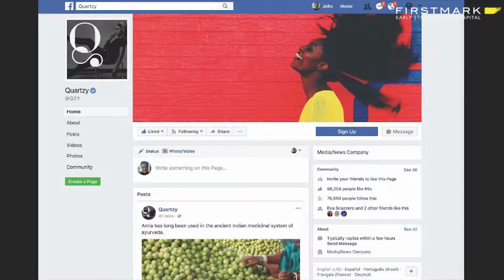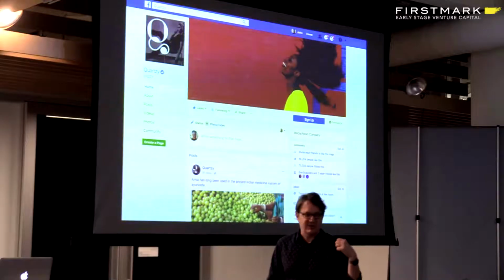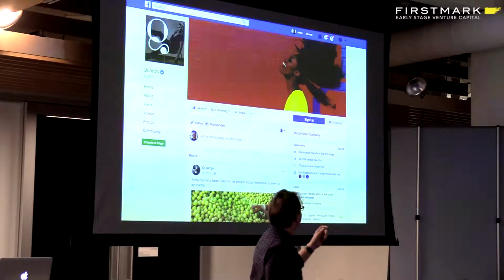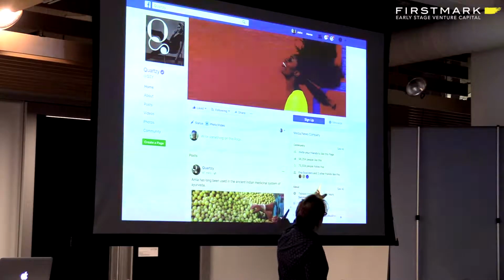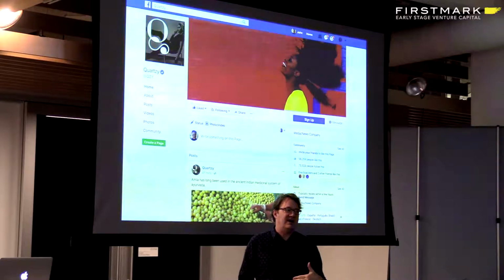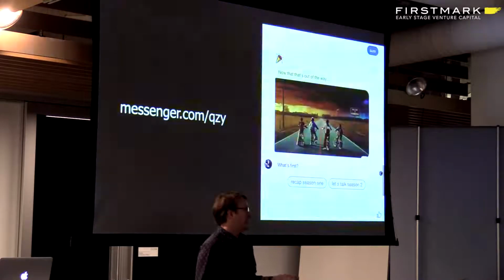And we are also very soon launching an edition of Quartz called Quartzy, which is much more of a lifestyle brand. And ahead of that, we've launched the Quartzy page, and we have a bot attached to it. So if you either go to the Quartzy page and click message, or you go to messenger.com/QZY for Quartzy, you can get the bot. And the bot right now is all things Stranger Things.